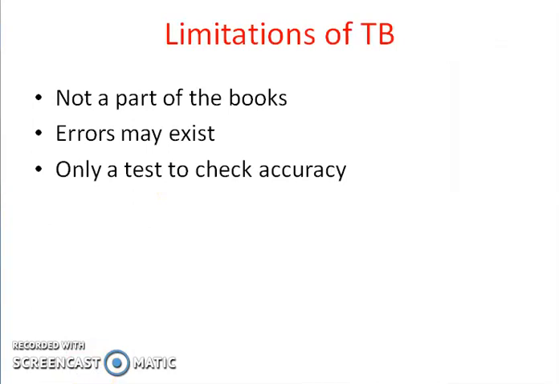Now let us discuss what are the limitations of a trial balance. Though the trial balance is an important statement which checks the arithmetical accuracy of the books of accounts, it suffers from some limitations. They are: it is not a part of the books as it is not recorded in the books. Generally, a trial balance is prepared on a separate sheet of paper. Then the next limitation is that though the trial balance agrees, it is not a test of accuracy of the books because there are certain errors, the existence of which will not affect the agreement of the trial balance.